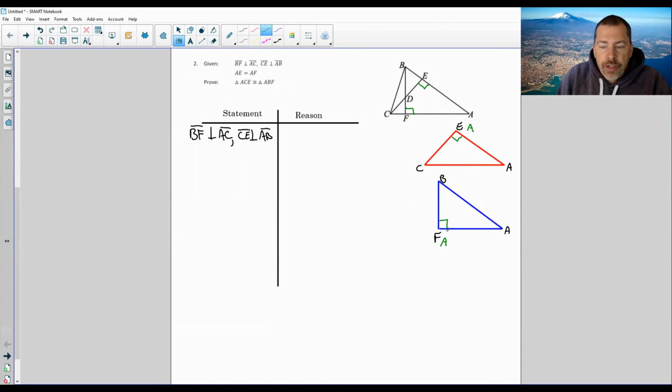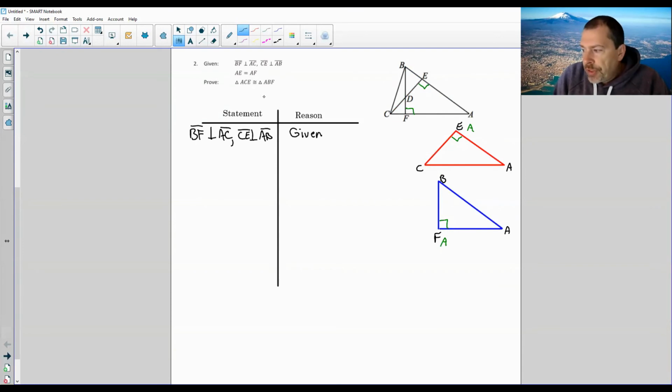Okay, so with right triangles, we could do ASA, or we could do angle, angle, side, or we could do hypotenuse, leg. So we don't know yet what this one's going to generate, but we do know that this was a given, so we label our reason given. Okay, all right, so there's that.